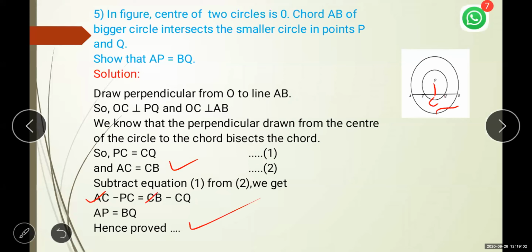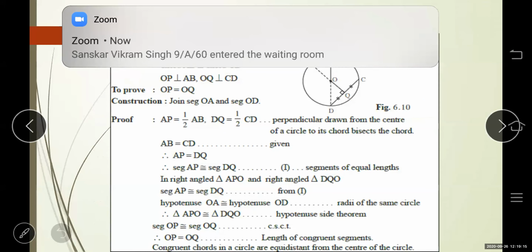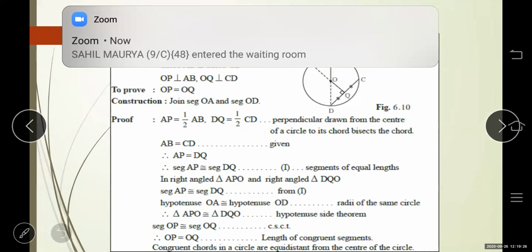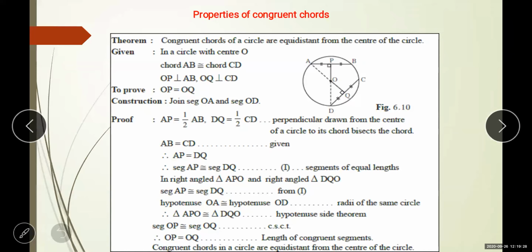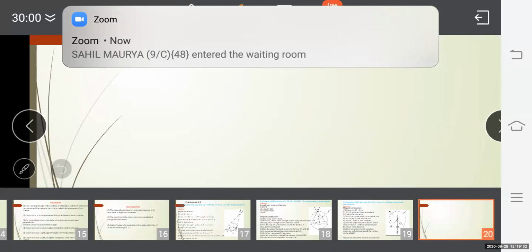So the next, now the properties of congruent chords. In the previous exercise, we talked about the chords: when the perpendicular is drawn to the chord, it bisects the chord. Or if the chord is congruent, then we can say that that line is perpendicular to the chord. We saw this vice versa. Maybe I'm just revising that.